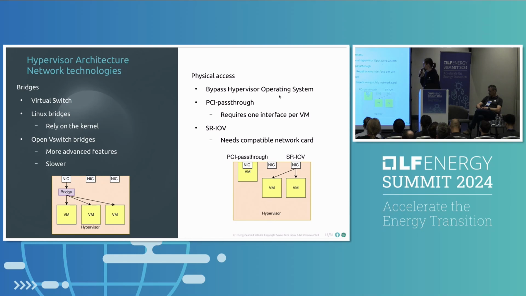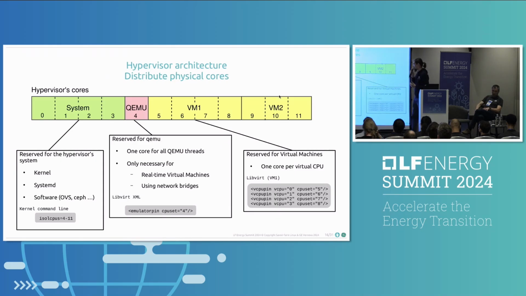Remember when I talk about network bridges here, you have to go inside the hypervisor kernel to run the bridge, and this is exactly what this core will do. It will be dedicated to running this software. You don't need it when you use physical access to the network interface. What we discovered today is that you even need one core per VM when you use those types of technologies.